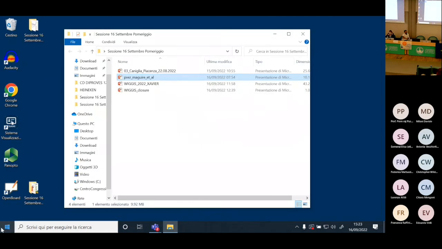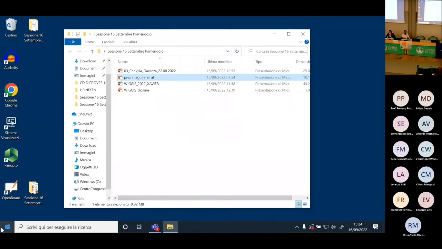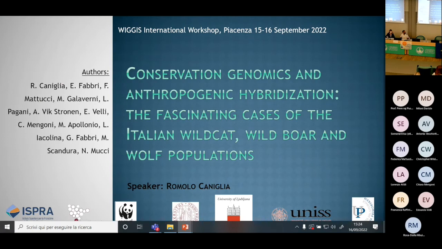Okay, so we move on to the next speaker. So I call Romolo Caniglia from the Italian Institute for Environmental Protection and Research, ISPRA, to take the floor and to present his contribution on conservation genomics and anthropogenic hybridization through a number of case studies on Italian wildcat, wild boar, and wolf. Good afternoon, everybody.